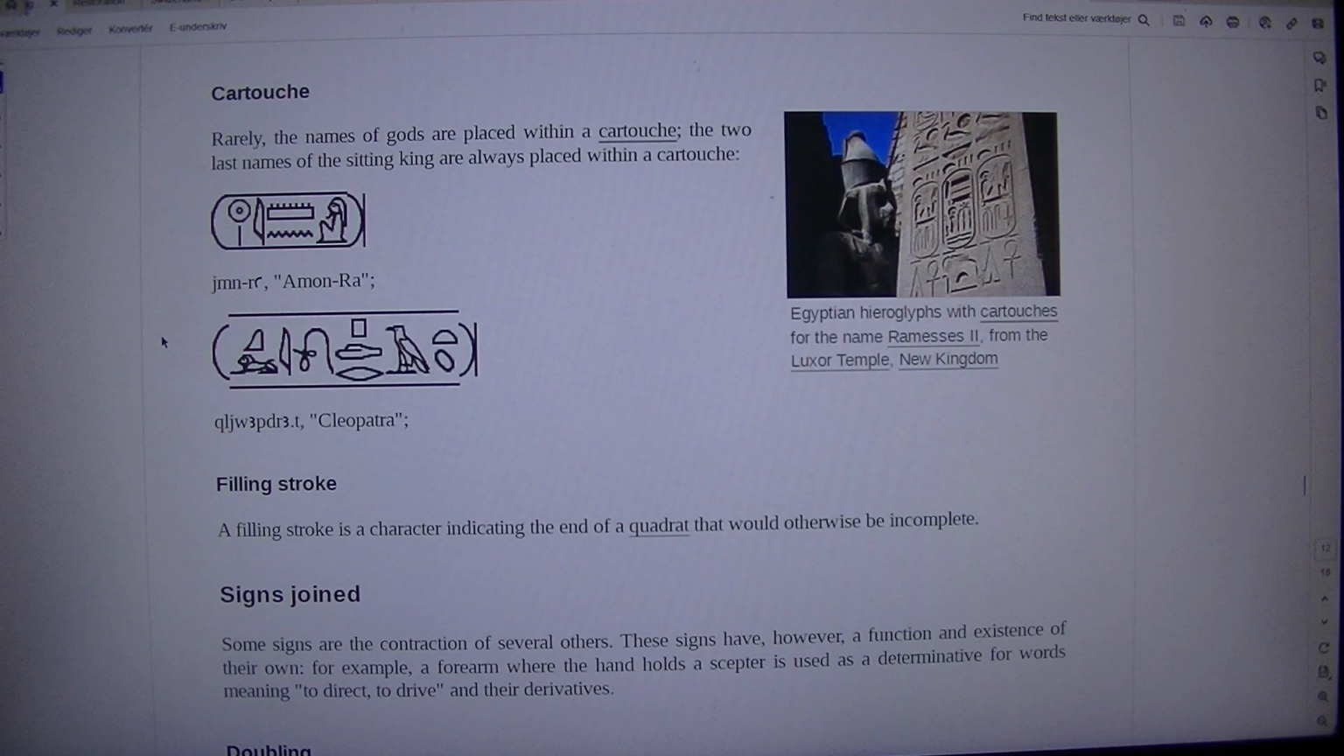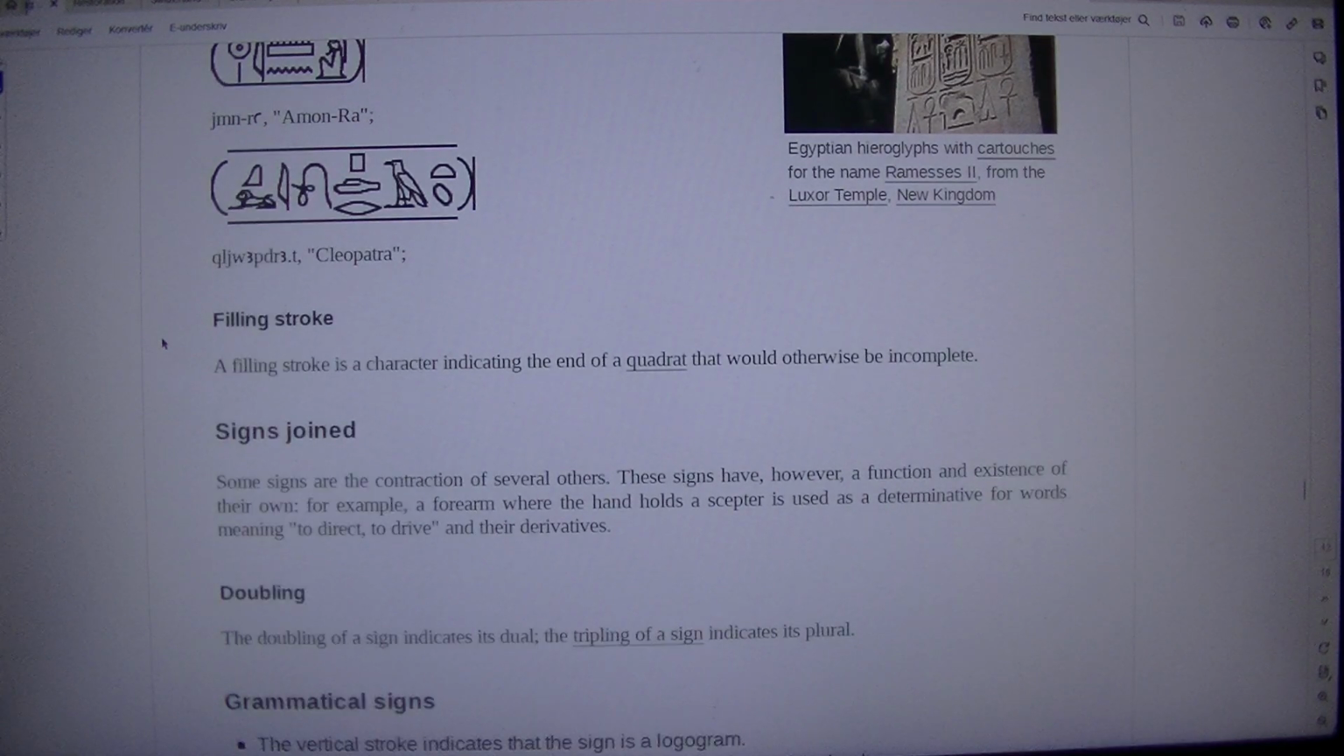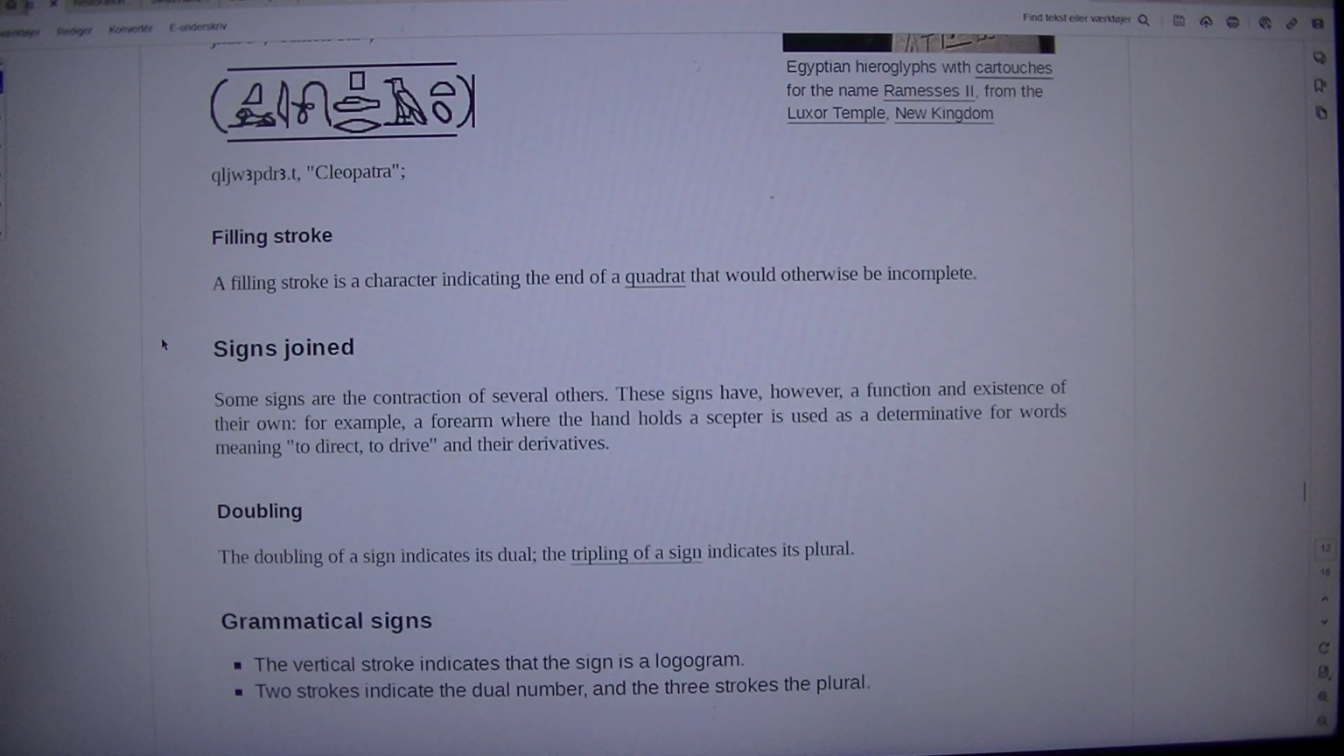Q L J W P D R T. Cleopatra, filling stroke. A filling stroke is a character indicating the end of a quadrat that would otherwise be incomplete. Signs joined. Some signs are the contraction of several others. These signs have, however, a function and existence of their own. For example, a forearm where the hand holds a scepter is used as a determinative for words meaning to direct, to drive, and their derivatives.